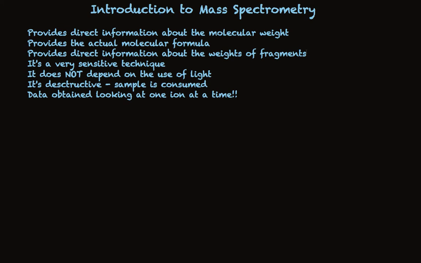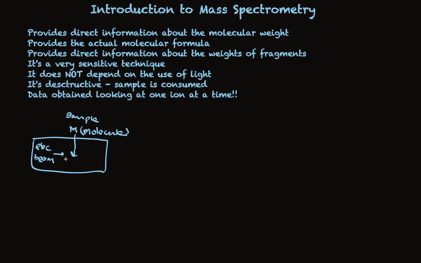Well, how would an instrument like this work? Sounds like magic, and it's close to magic. In a machine which uses a mass spectrometer, there's an electron beam. These electrons are traveling very, very fast. A sample, which we'll call M for molecule, is introduced into the electron beam. So right here, the electrons collide with molecules of the sample.